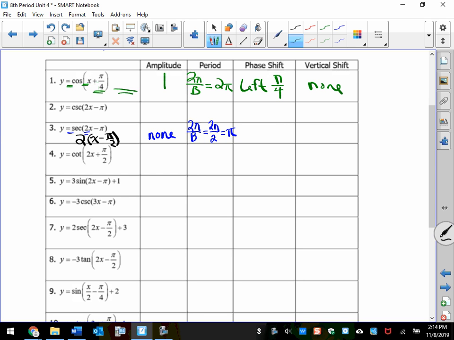If you're worried that you've written this wrong, you can always distribute that 2 back through, and you get 2x minus pi, which is what we had originally, so you know that you factored it correctly. So this, right here, is our phase shift, the negative pi over 2. So that's to the right by pi over 2. And this one still has no vertical shift, so we'll say none. All right, good deal. So let's go to number 3 on the next page.